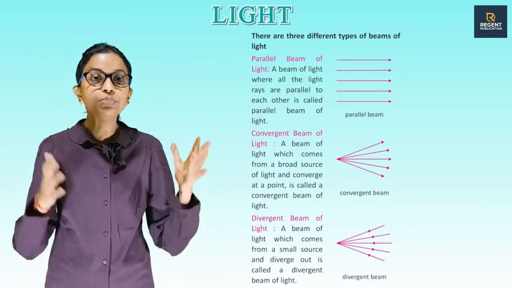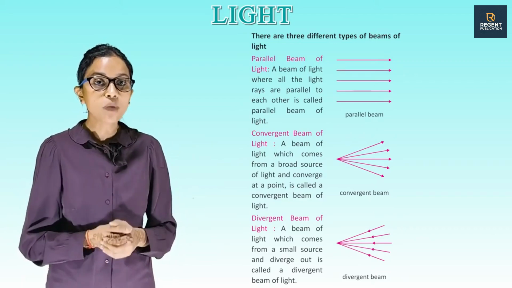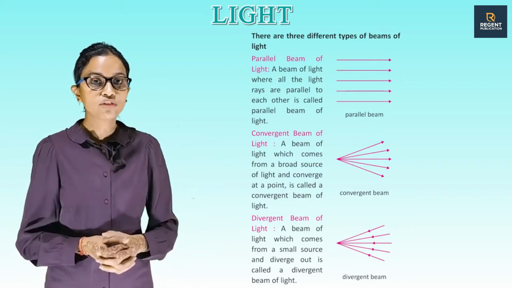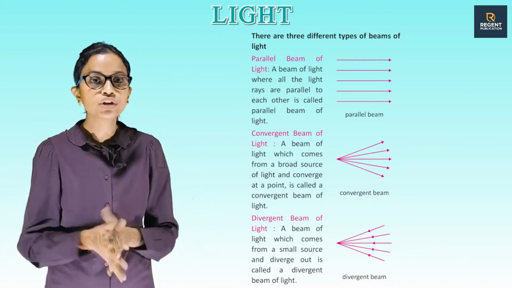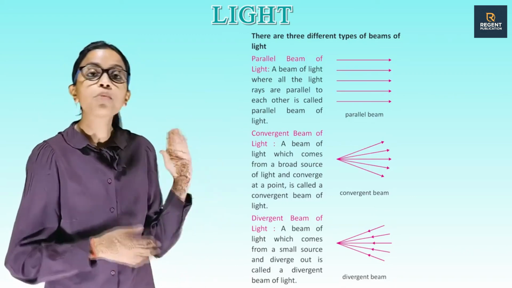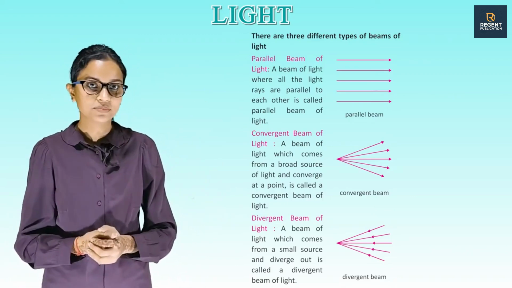Convergent beam of light. A beam of light which comes from a broad source of light and converges at a point is called a convergent beam of light, and this is the diagram of a convergent beam of light.